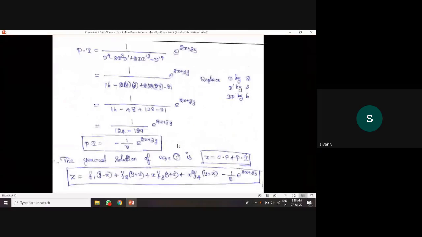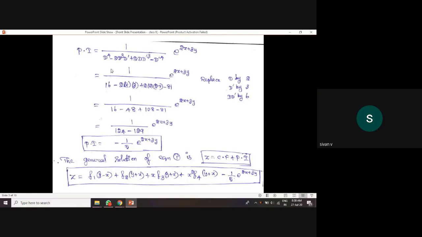Next, the particular integral. For the particular integral, 1 divided by the left hand side operator, as the denominator: the denominator of D power 4 minus 2D cube D dash plus 2D D dash cube minus D dash power 4, of the exponential e power 2x plus 3y. Last class I explained clearly, D is replaced by the coefficient of x, so the coefficient of x is 2, and D dash is replaced by the coefficient of y, D dash is 3.